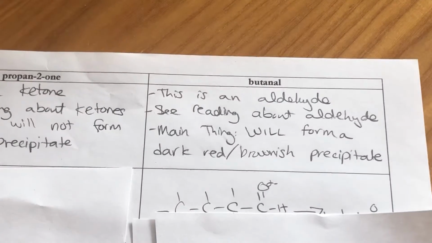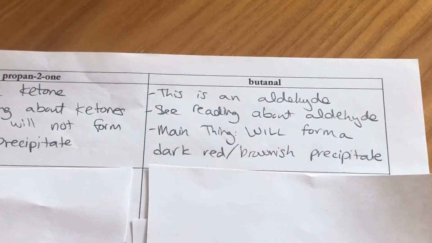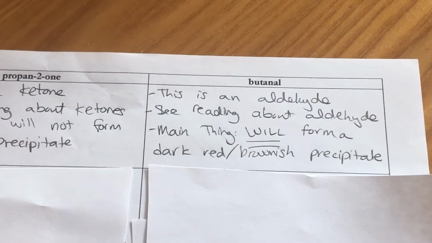And number 4D, same idea. It is an aldehyde. Please see that reading and review that. That's linked on the website as well. So again, the main thing is that it will form a dark red brownish precipitate for butanol.